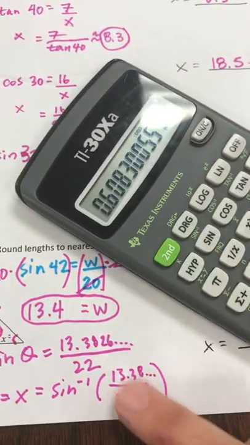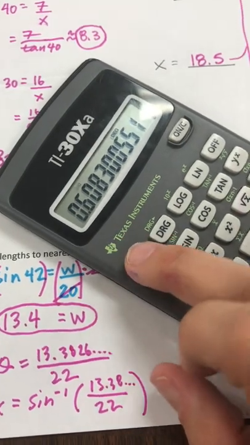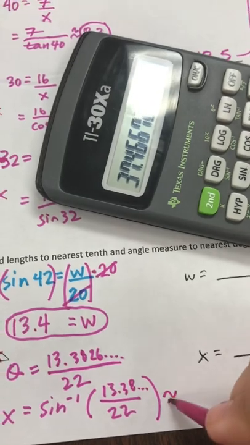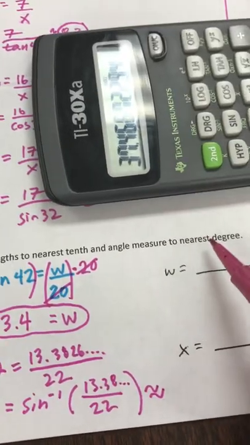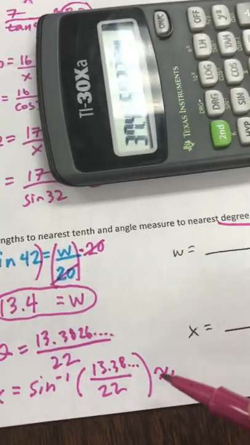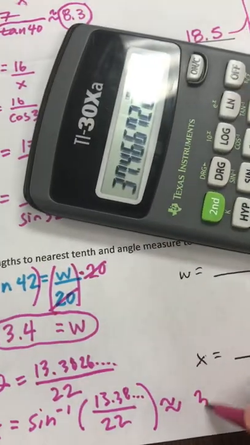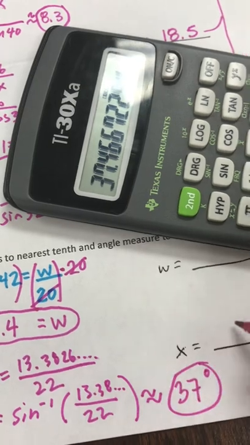And so that's my trig ratio. And then I'm going to do second sine. Bam, there's my angle. It says round the angle to the nearest degree. So that number, 37.4, says the 4, I'm going to keep it 37 degrees.